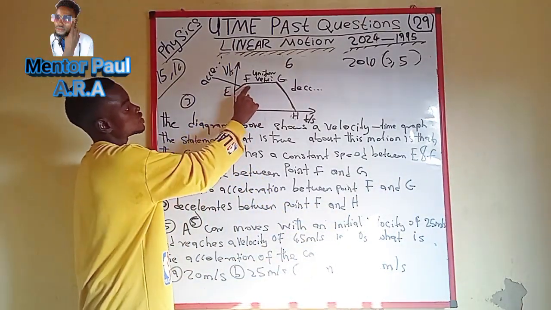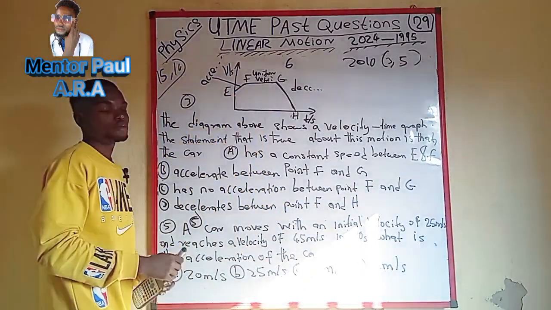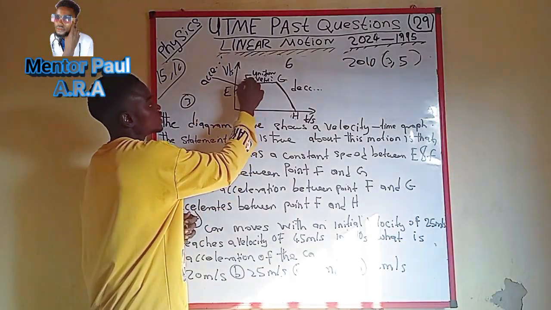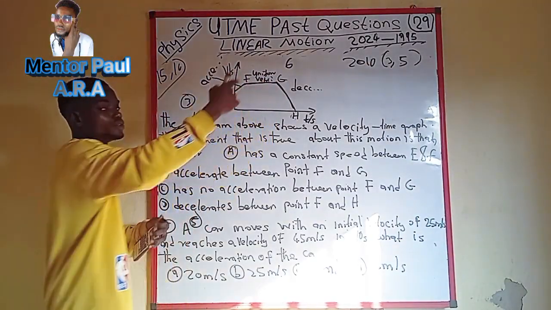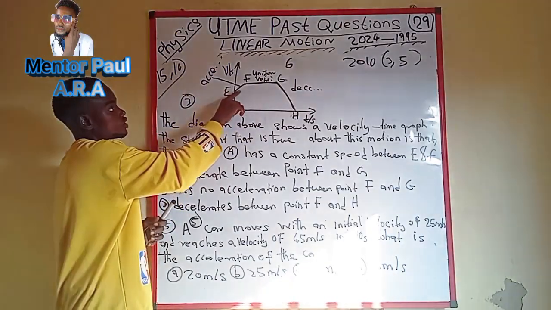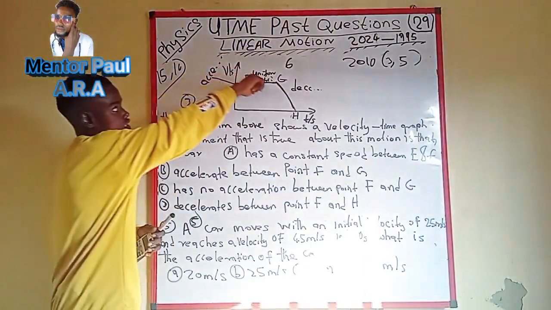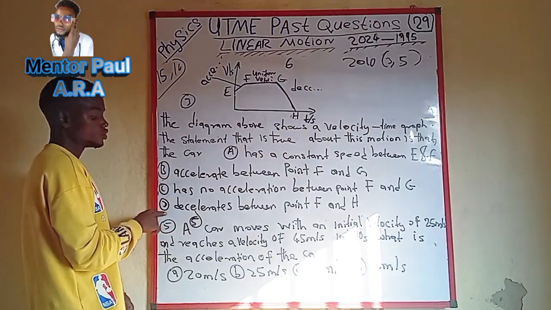Has no acceleration between points. This is the point F and G. It is correct because there is no acceleration in this point here. What we have here is uniform velocity. After it has already accelerated to that velocity, it now continues constant. Now let's just go to D.